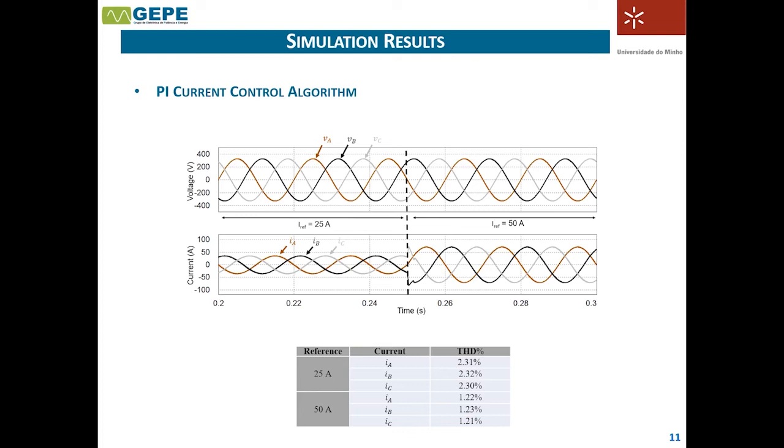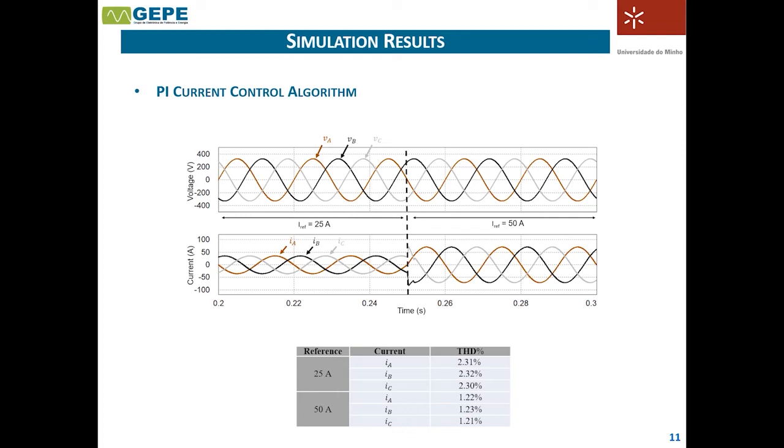This reference current variation is quite common in systems such as solar variation or wind speed variation in renewable energy applications. First, the reference current is 25 amps, resulting in currents with THD of 2.31% phase A, 2.32 phase B, and 2.30 phase C. At 0.25 seconds, the reference current is increased to 50 amps.